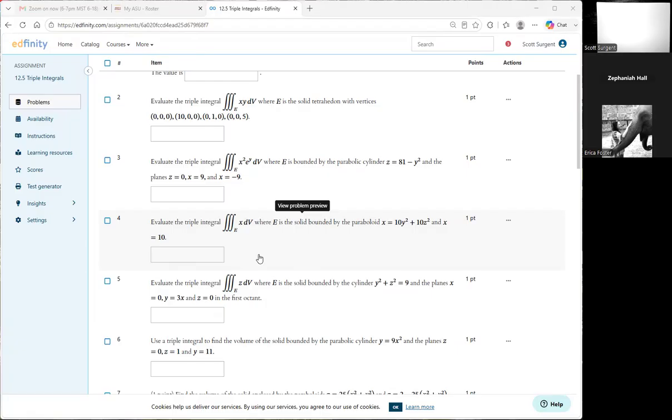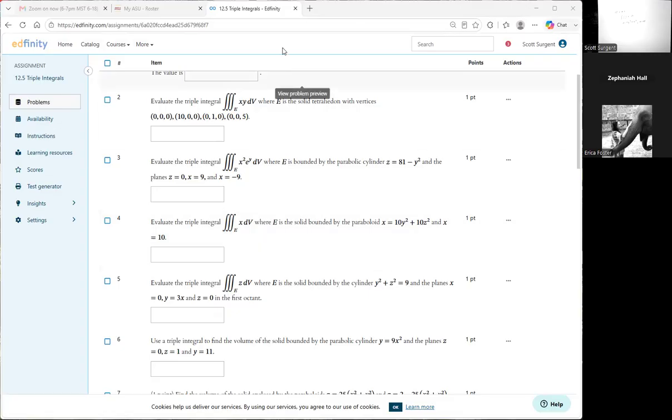It's going to be a paraboloid. So it's the triple integral of x dV. Let me copy it down. The region is a paraboloid x equals 10y squared plus 10z squared, and x is equal to 10. Okay. And you want to set this up.